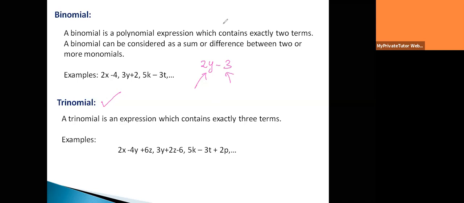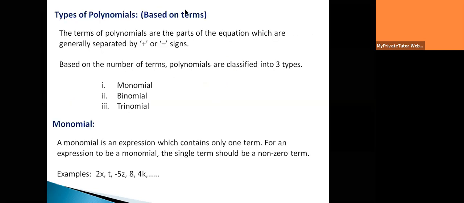Okay, so I think that's it for the types of polynomials. But before that, I want to share one more thing. Please have a look at the heading, how I mentioned it here: types of polynomials based on the number of terms. So what does it mean? Why did I mention that? Because we do have another type of polynomials that is based on degree. These three types are classified based on the number of terms in an expression. Okay.